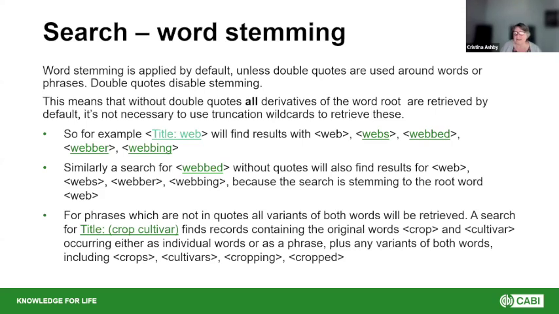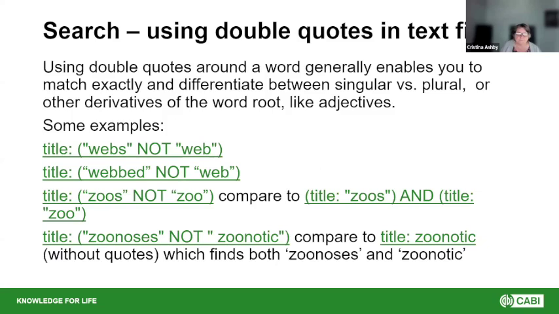And as I said earlier, if you search for phrases that are not in quotes, all variants of both words will be retrieved. So crop cultivar will find crop, cultivar, crops, cultivars, cropping, etc. Okay, so that's without quotes.